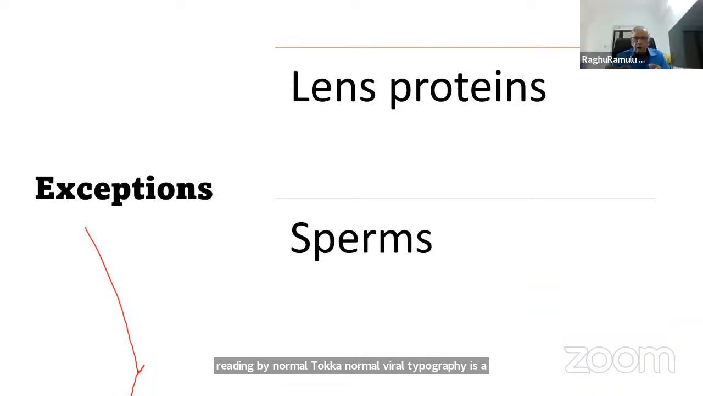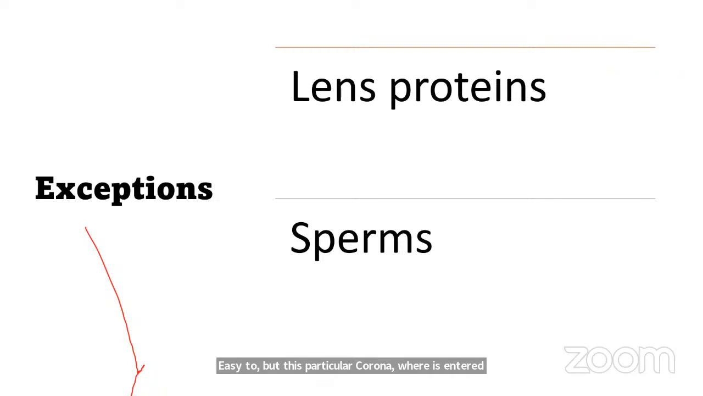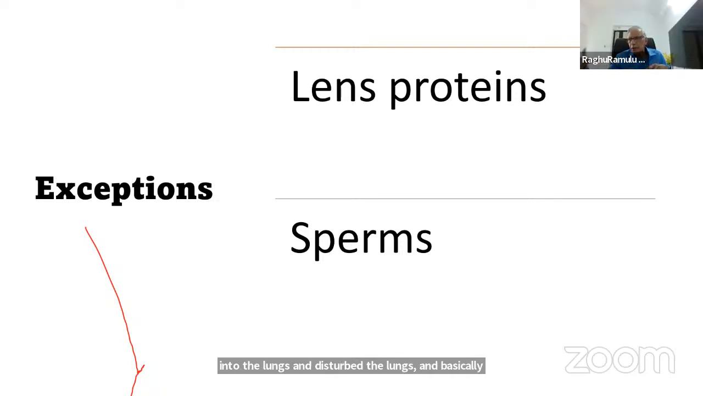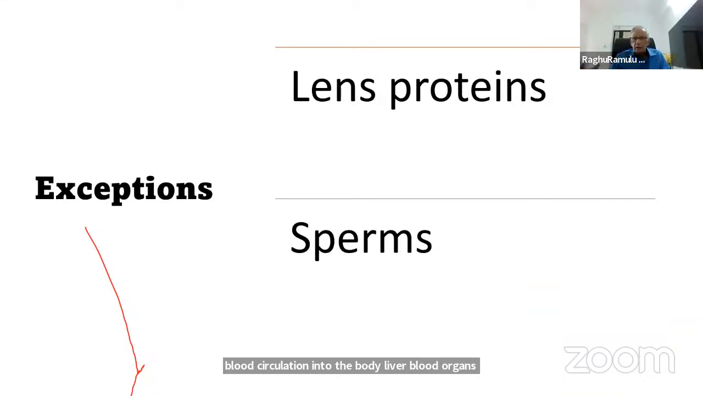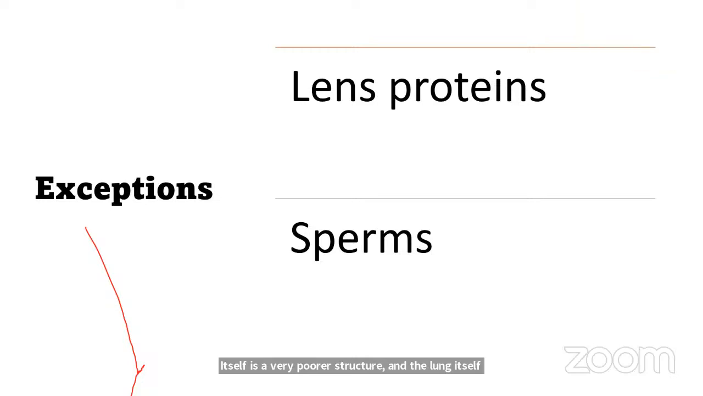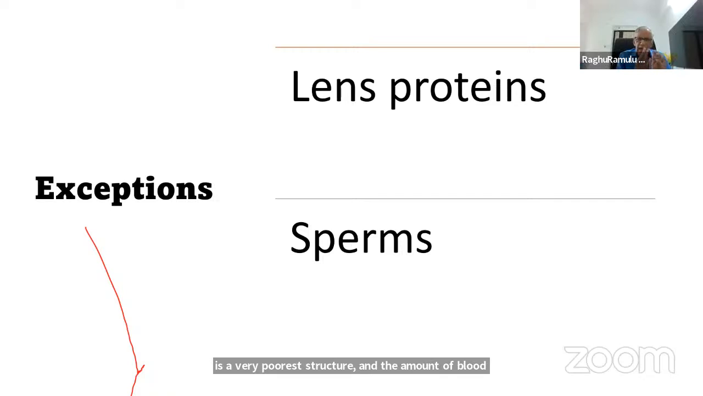But this particular coronavirus entered the lungs and disturbed them. The lung circulation is low compared to the blood circulation to the body, liver and other organs; the lung itself is a very porous structure, and the amount of blood that can be pumped in is very small. It is mostly an alveolar area, and if the alveoli are disturbed by these spike proteins, they cease to function. As a result people suffered pulmonary manifestations, and it resulted in deaths, owing to the complexity of the organism.